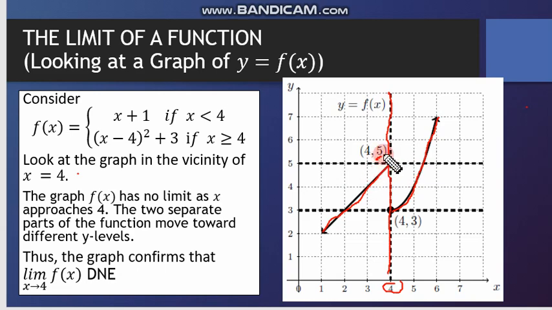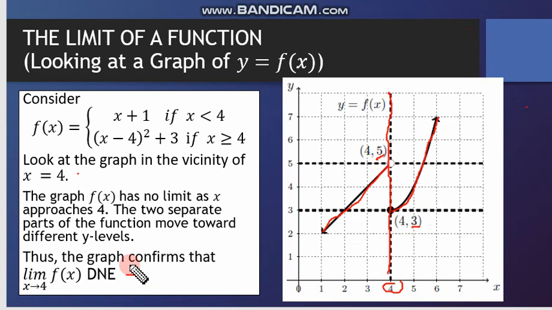For the left side, it is 5. For the right side, it is 3. Therefore, the graph confirms that the limit of f of x as x approaches 4 is DNE, or does not exist. So again, if the limit from the left is not equal to the limit from the right, we declare that the limit does not exist, or DNE.